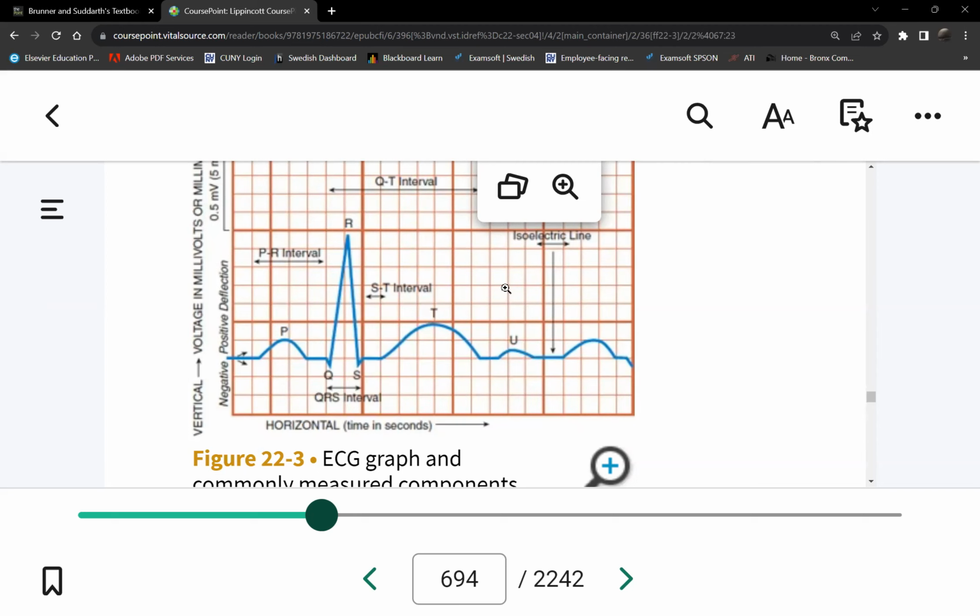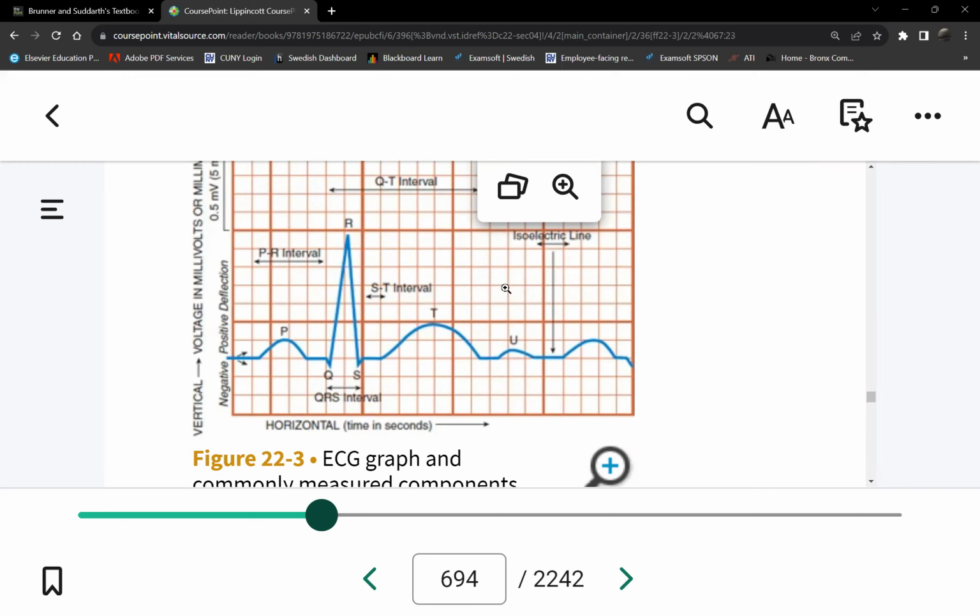It held on to the impulse for how long? 0.12 to 0.2 seconds. Why did it hold on to the impulse? What did it allow to happen first? It allowed blood to leave the atria and enter the ventricles, and then it transmitted the impulse, allowing the QRS complex, or ventricular contraction, to occur. Does that make sense? Yes.